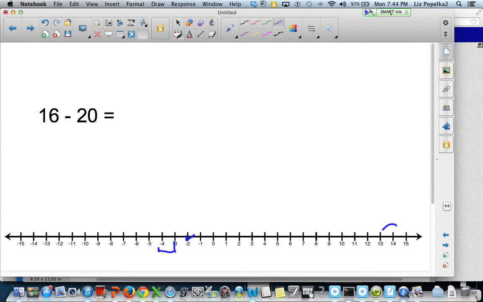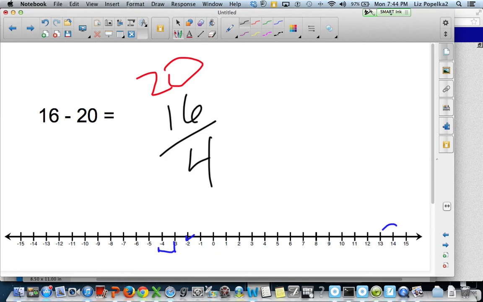So if you had 16 positives and 20 negatives, if you think about it for a minute, those 16 positives are going to cancel out 16 of those negatives. So if you've got 20 negatives and 16 of them are going to be canceled out, 20 minus 16 means you're going to have 4 left over. And because you've got more negatives, that means it's going to be a negative 4.